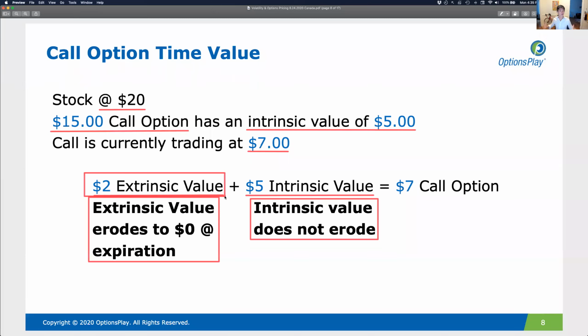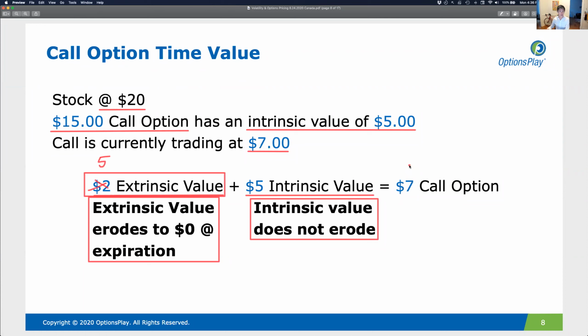So in a very, very volatile stock, maybe the extrinsic value instead of being $2 might be, let's say, $5. So what you're going to get is instead of a call option worth $7, it'll be $10. So a more volatile option will have a higher call option value because the intrinsic value will stay the same, but the extrinsic value part will increase in value because the value of an option is determined by how volatile a stock's going to be.